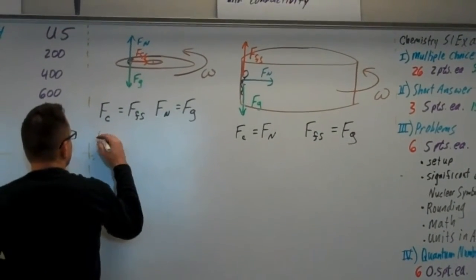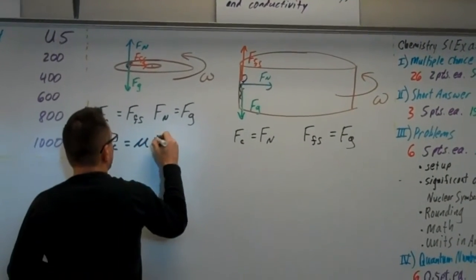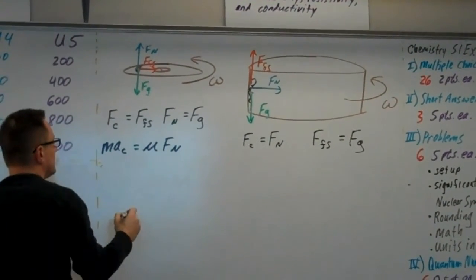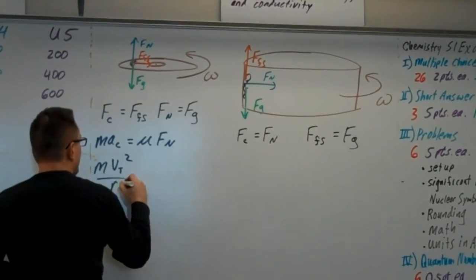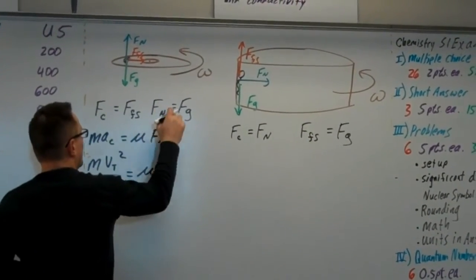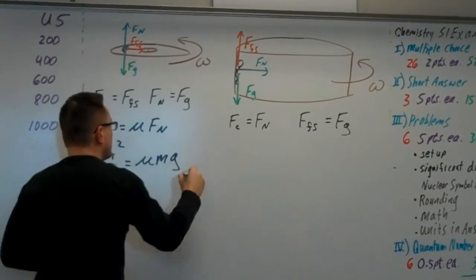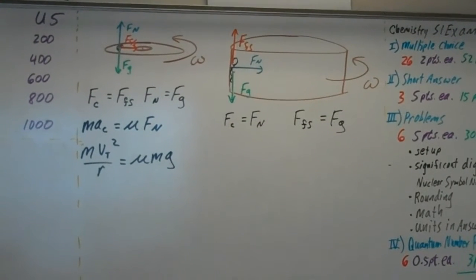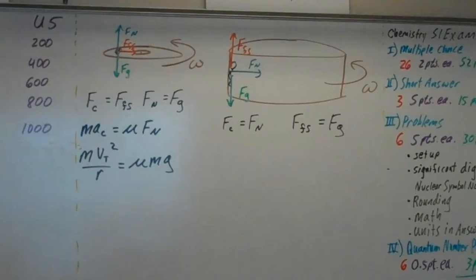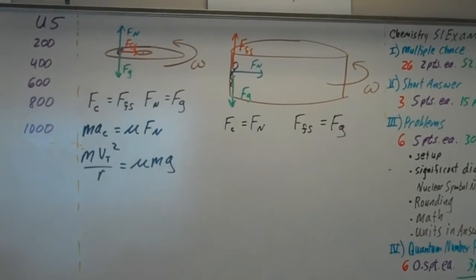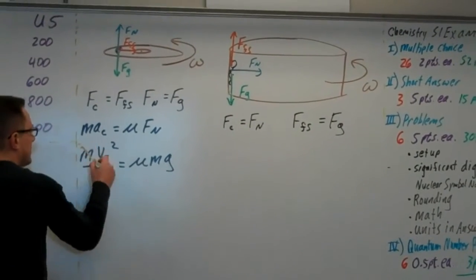Well, from this, mass times centripetal acceleration equals coefficient of friction times normal force. Centripetal acceleration is tangential velocity squared over radius, and the normal force happens to be equal to the force of gravity, which is equal to mass times the acceleration of gravity. Are you okay, Brad, with the substitutions I've made so far? Yeah. Is everybody else okay too? At this point, you hopefully can see that the mass cancels.